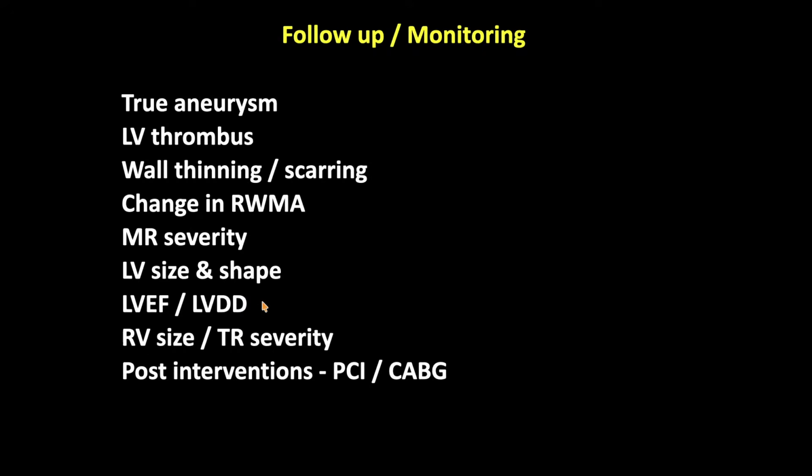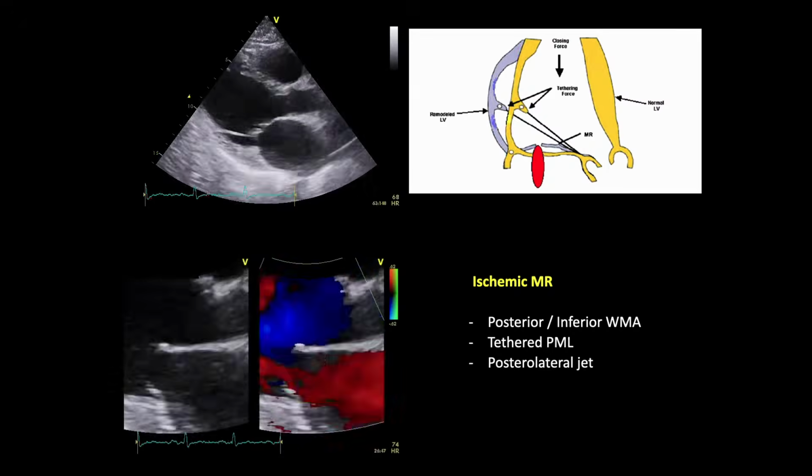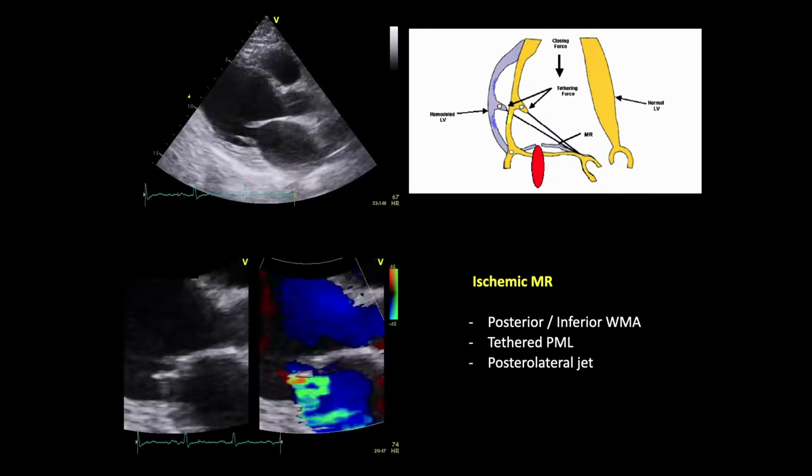LV size and shape, as I told you, LVEF worsening or not, LV diastolic dysfunction grading you have to mention, RV size, has it improved, TR severity, and the post-interventions in terms of PCI and CABG. So the other, just a few small points, is there's some terminology called ischemic MR.